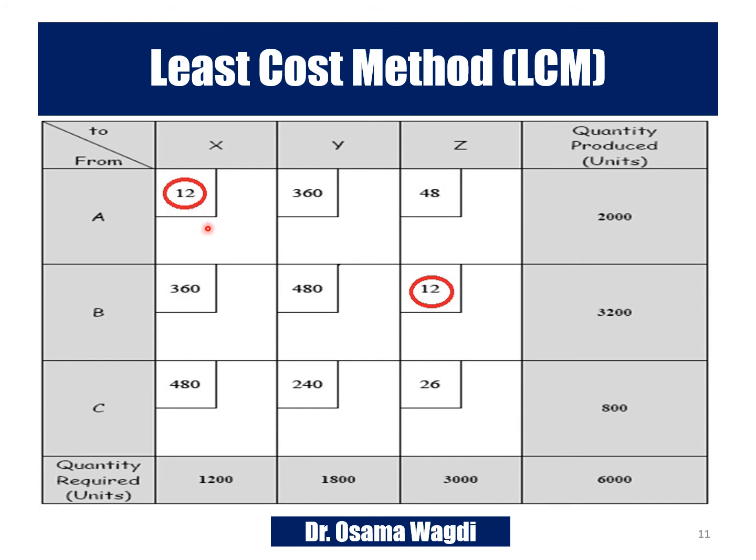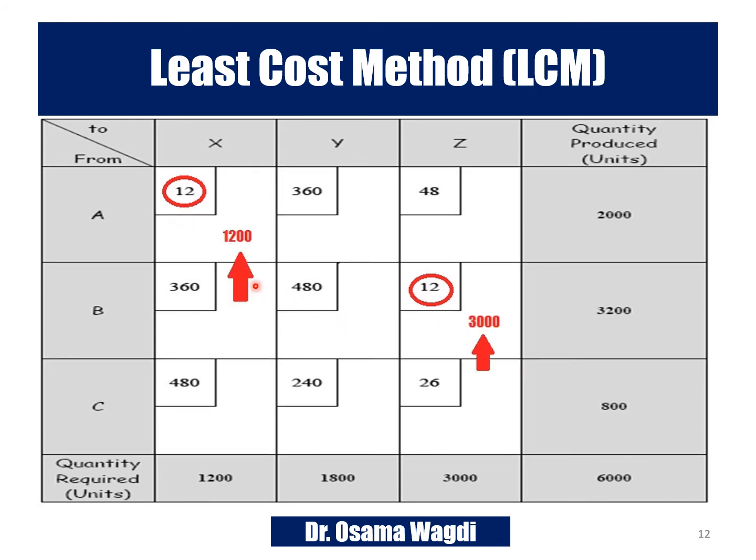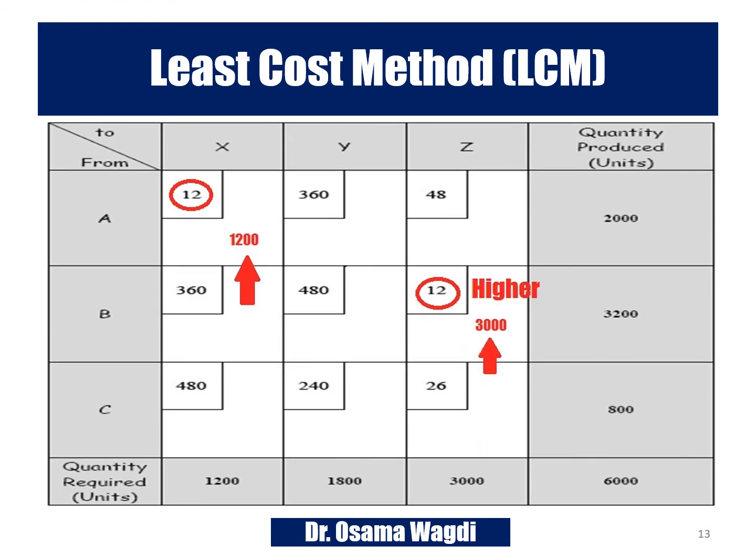Like I said, we have two small numbers, 12 and 12 in AX and BZ. When I make the comparison in cell AX, I choose 1200 instead of 2000 because I pick the smallest number. Also here I pick the 3000, not 3200. Like we said, I will choose in this cell the number of 1200 and in this cell 3000 instead of 3200, and I pick the 3000. Why?